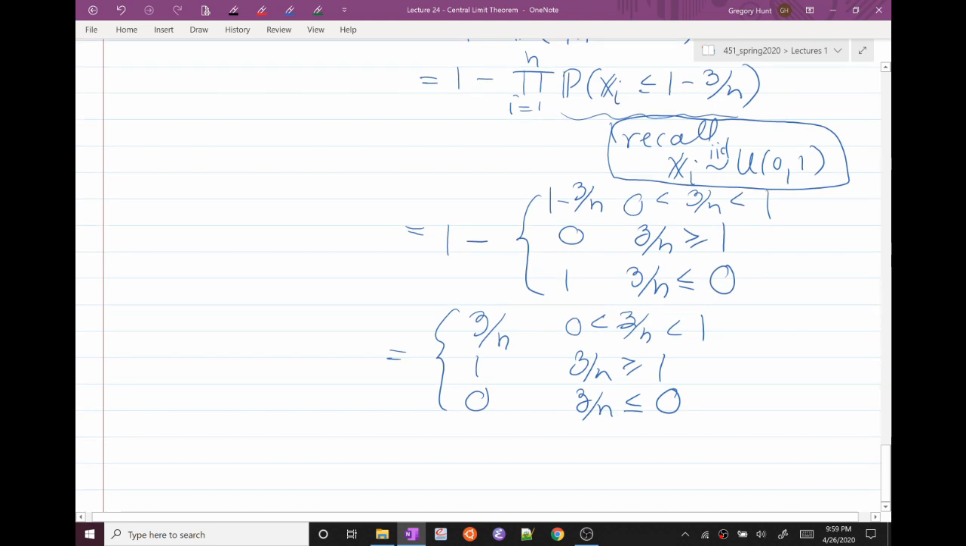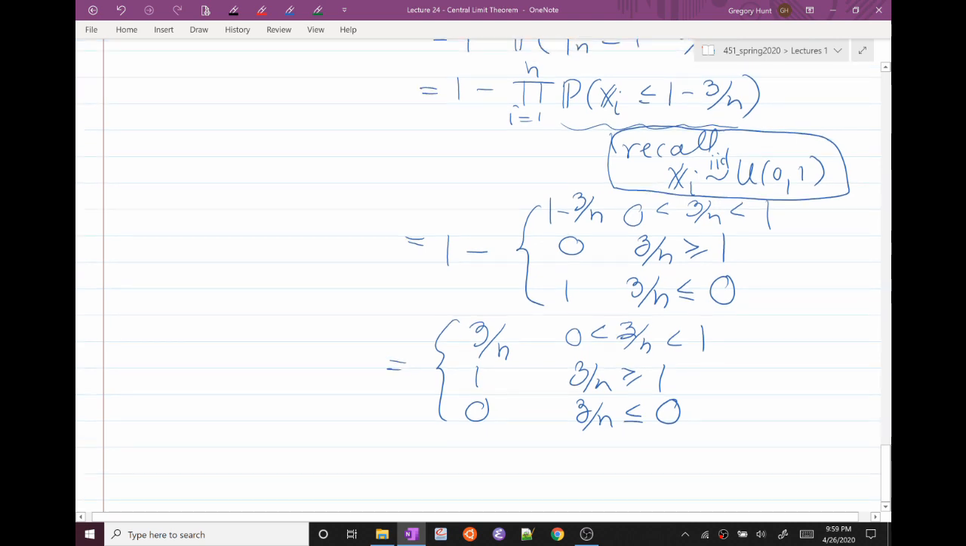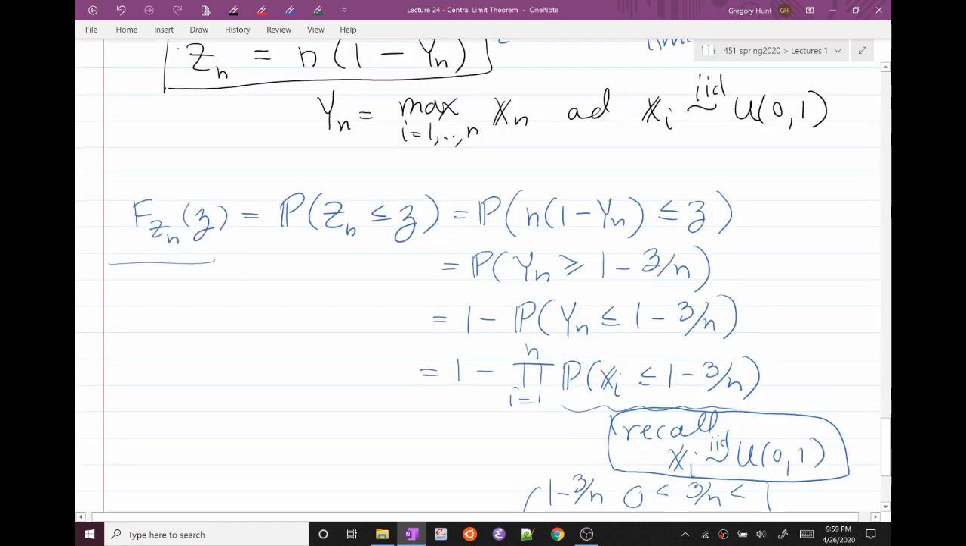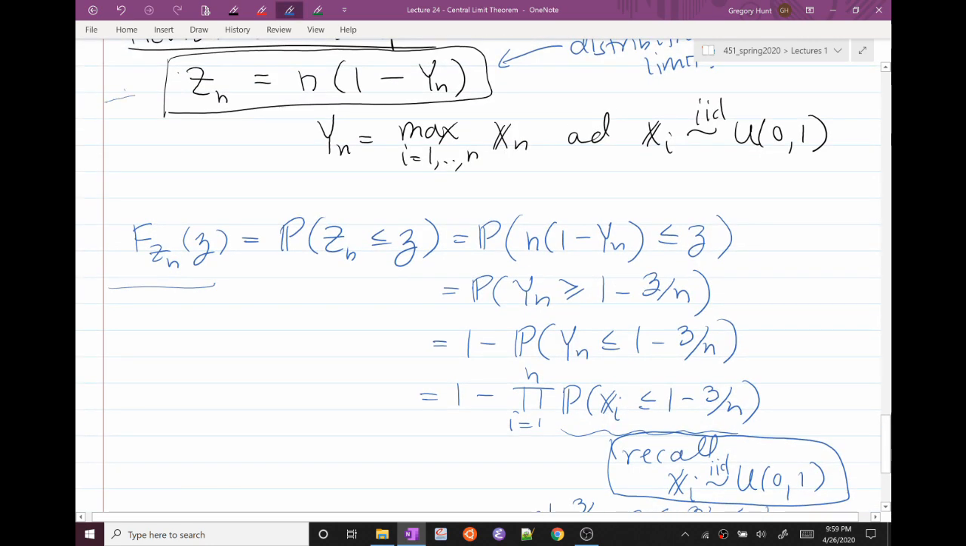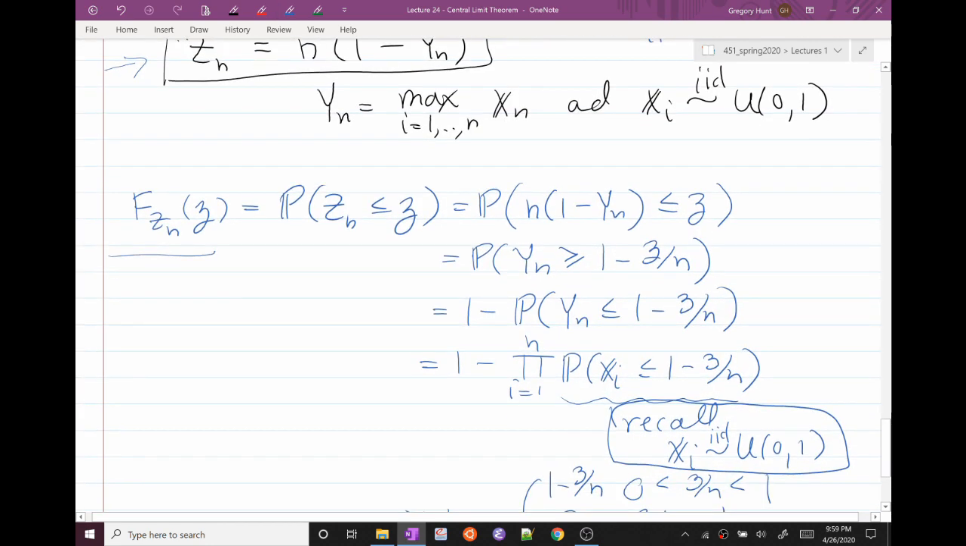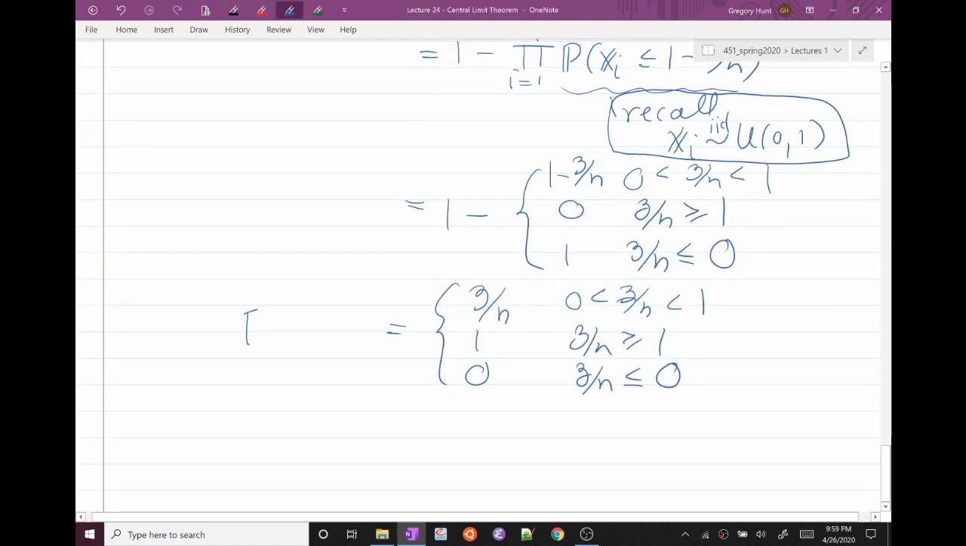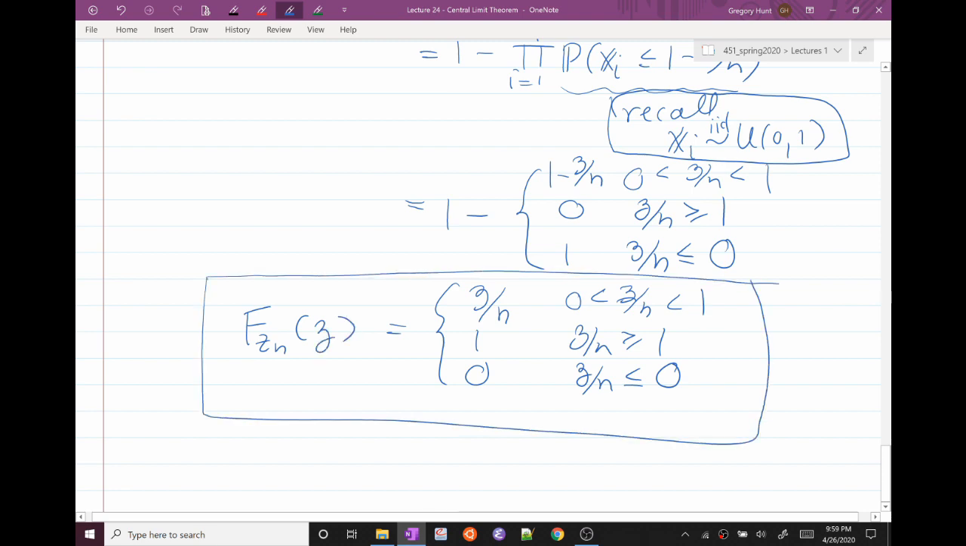And so what we've calculated here now is the CDF for z sub n. We defined z sub n in this kind of funky way up here, and all this was just to get the CDF of z sub n. So this is F sub z_n of little z, what we've derived at this point.